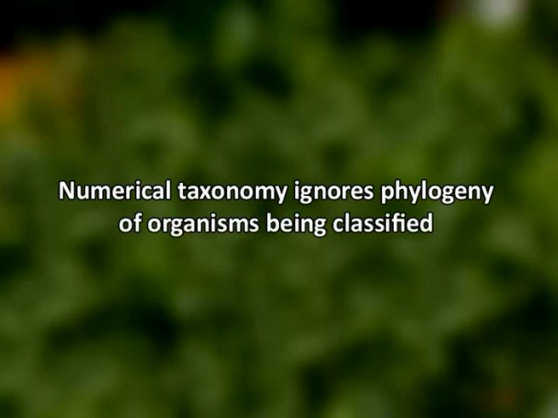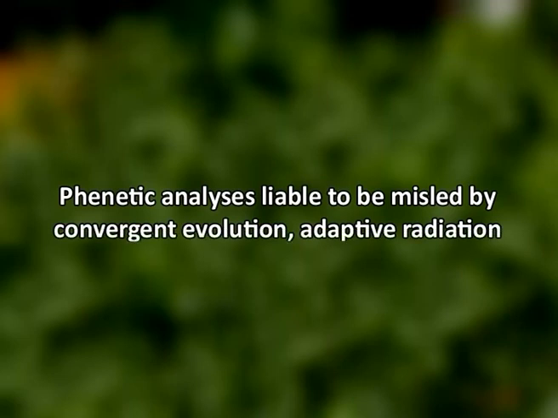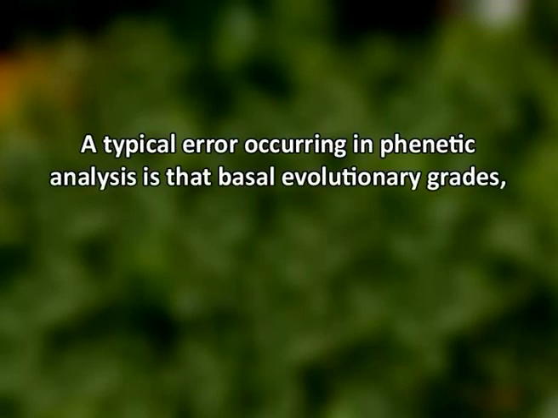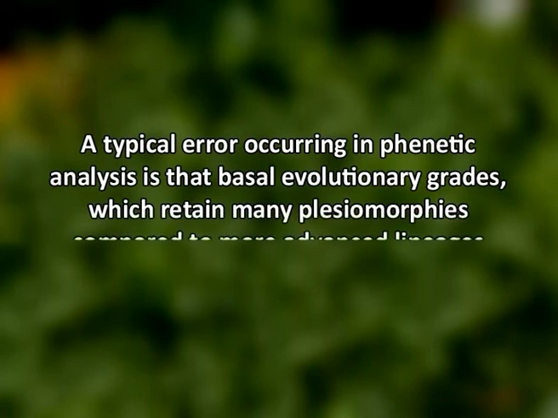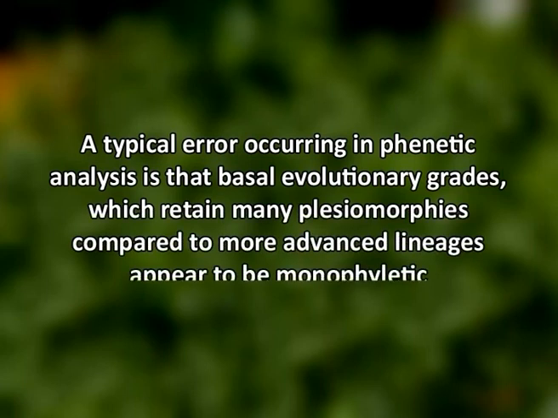Furthermore, numerical taxonomy ignores the phylogeny of the organisms being classified, and this is regarded as a major drawback of this system. Classifications based on phenetic analysis do not distinguish between plesiomorphies and apomorphies. Consequently, phenetic analyses are liable to be misled by convergent evolution and adaptive radiation. A typical error occurring in phenetic analysis is that basal evolutionary grades, which retain many plesiomorphies compared to more advanced lineages, appear to be monophyletic.